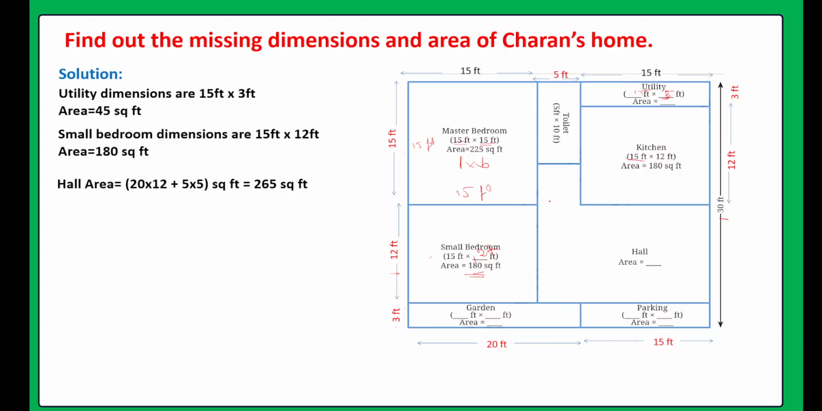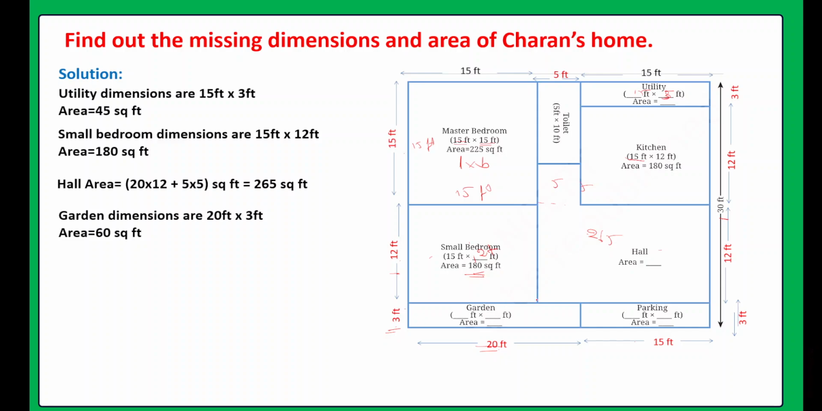Hall area. For the hall we need to consider this area as well as this area. So this we know is 12 feet as a length. So 12 into 20, then this is 5 into 5. Therefore we are going to get 265. Then garden dimensions: 20 feet as a length and 3 feet as a width. Therefore garden area is equal to 60 square feet.